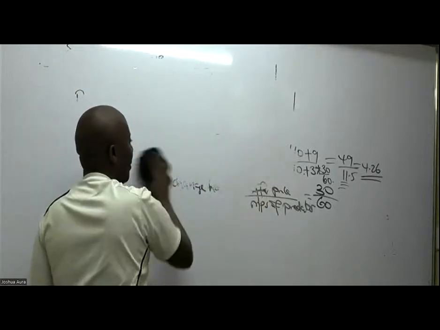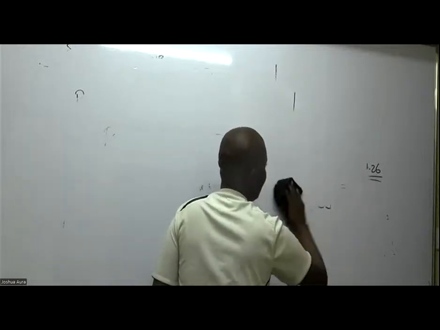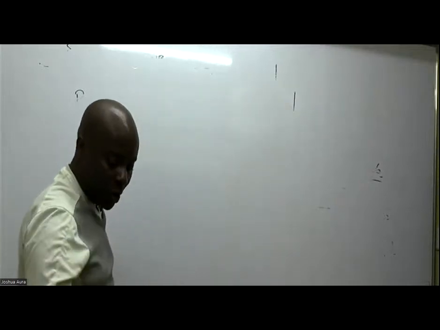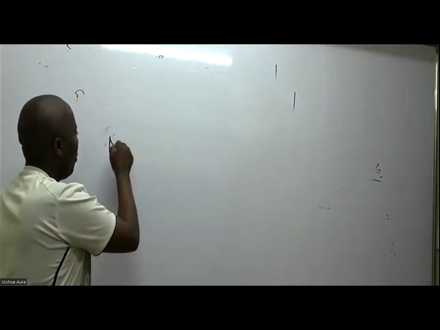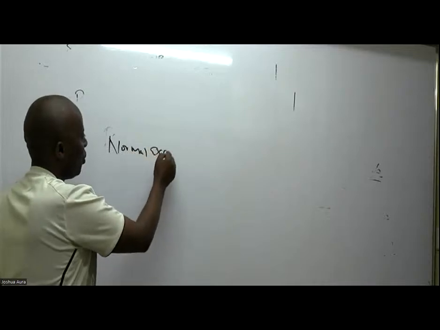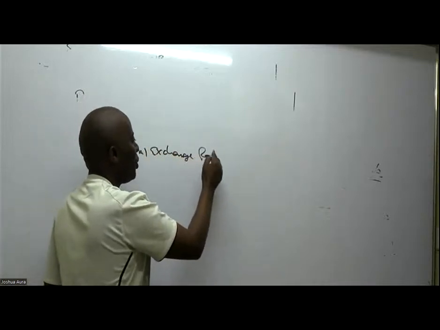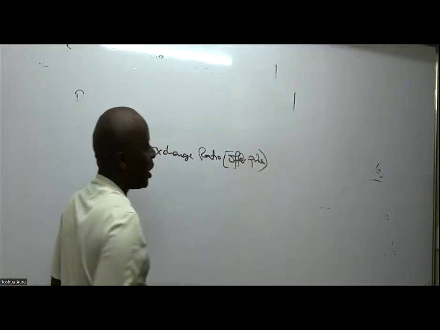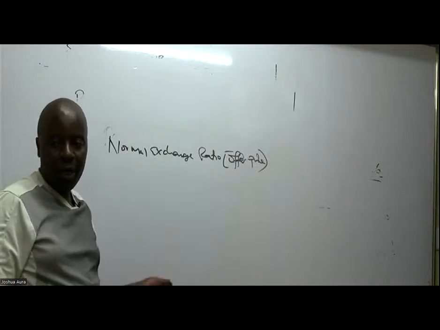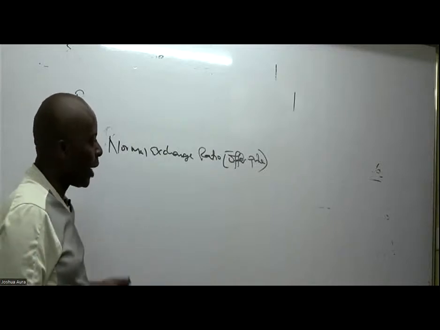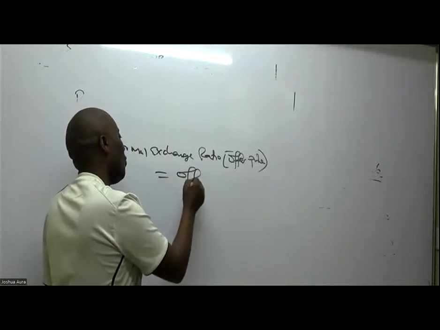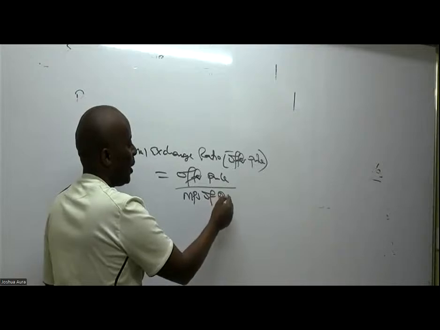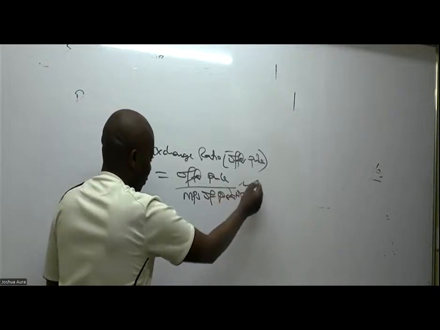Remember, the most important thing is for you to appreciate that we have two types of exchange ratios. We have the normal exchange ratio, which we calculate whenever we are given an offer price. How do we calculate this? We take the offer price given over the MPS of the predator. Very important for you to pick that.